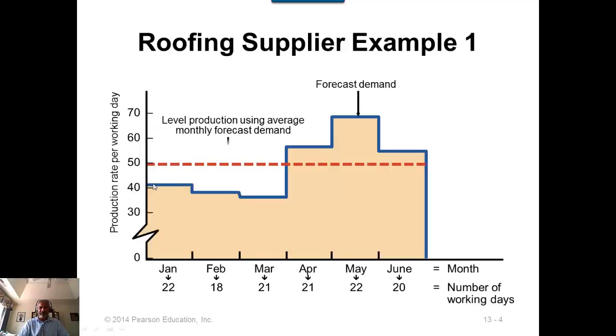So the blue line is the forecasted demand, so it goes up and down. And here is the level production. So this gap, what you see here, is the excess production during low demand. That will get accumulated into inventory, and it will be used during the periods where demand exceeds your production rate.